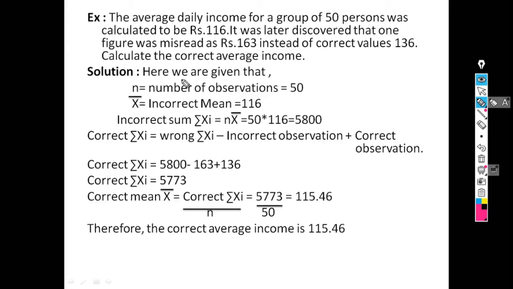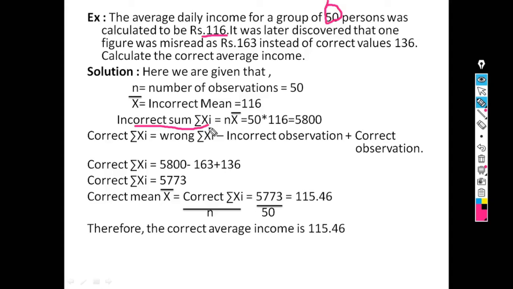So first we will write the given. Here n, the number of observations, is 50. Then x bar is the incorrect mean. Why incorrect? Because instead of 136 the observation was misread as 163. So the given mean is the incorrect mean. So x bar, the incorrect mean, is equal to 116. Since the mean is incorrect, the sum we calculate is also incorrect. So incorrect sum of xi is equal to n into x bar, because we know that x bar is equal to summation of xi upon n.